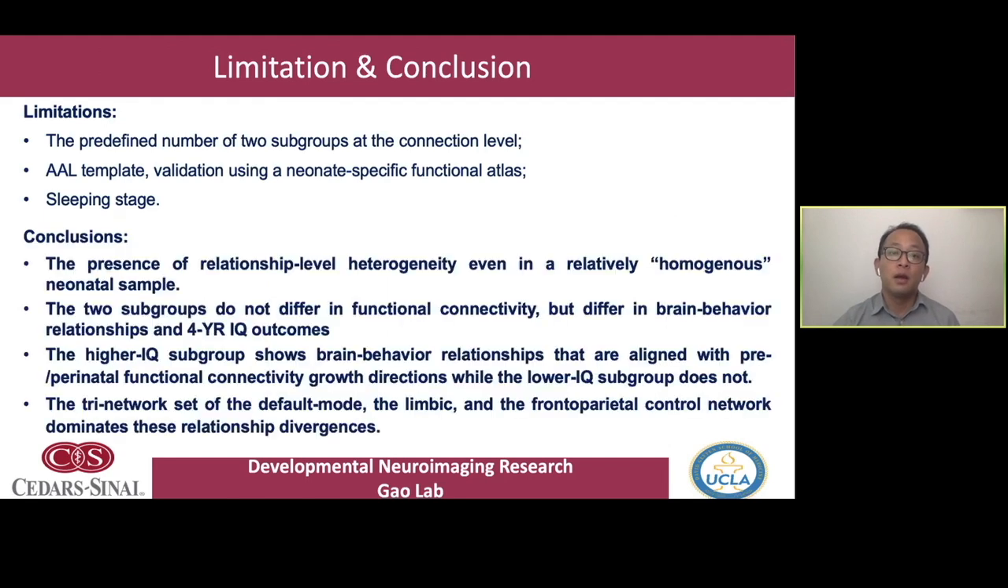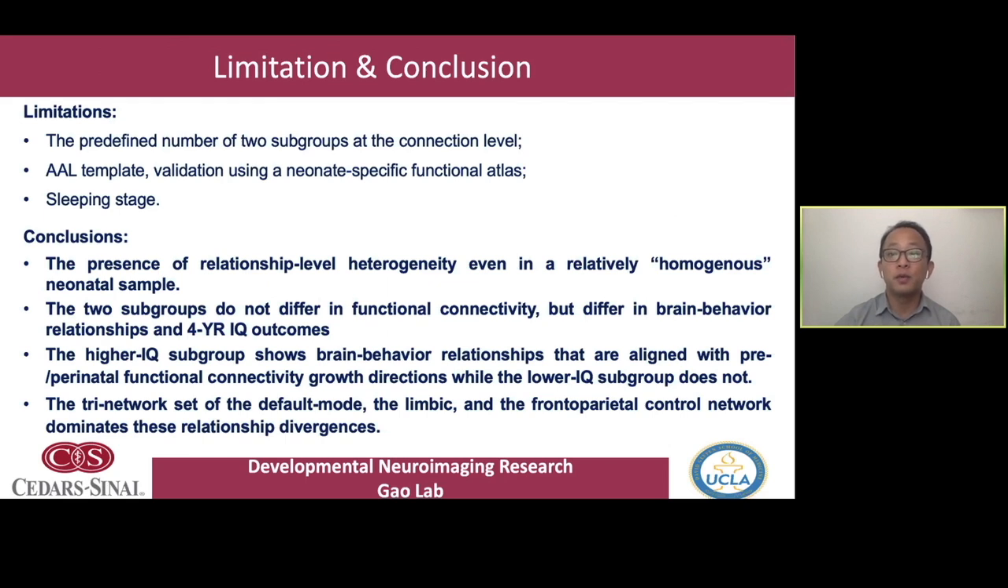Finally, in conclusion, we confirm the presence of relationship level heterogeneity even in a relatively homogeneous neonatal sample. The detected 2 subgroups do not differ in functional connectivity, but differ in brain behavior relationship and the 4-year IQ outcome. The higher IQ subgroup shows brain behavior relationships that are aligned with the perinatal functional connectivity growth direction, while the lower IQ group does not. The 3 network set of default mode network, the limbic, and the frontoparietal control network dominates these relationship divergences.